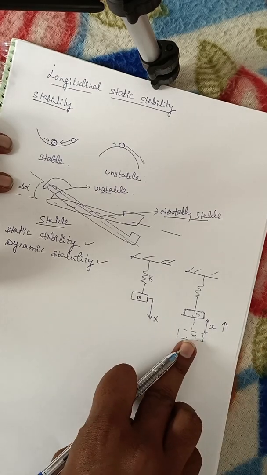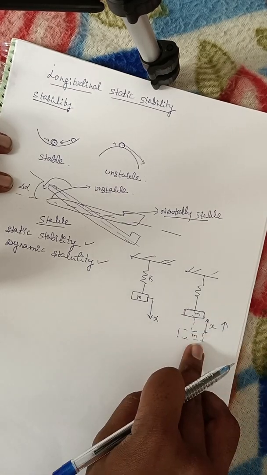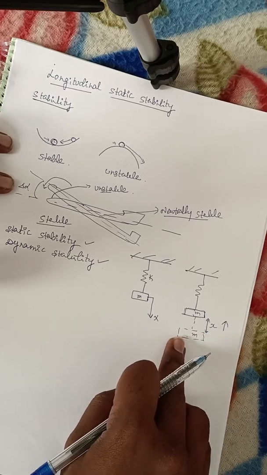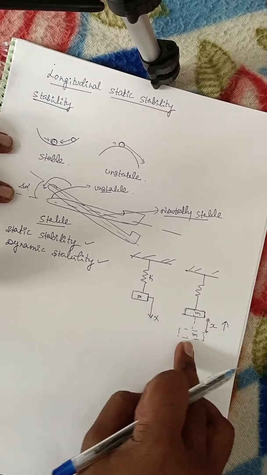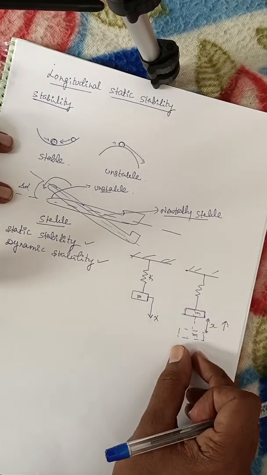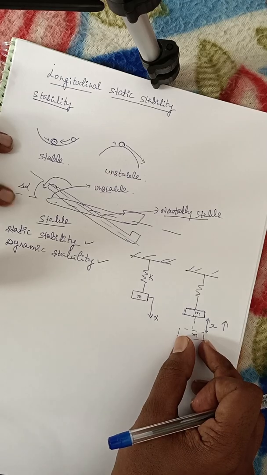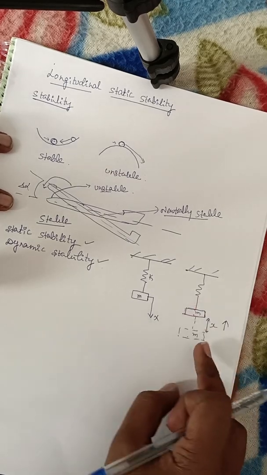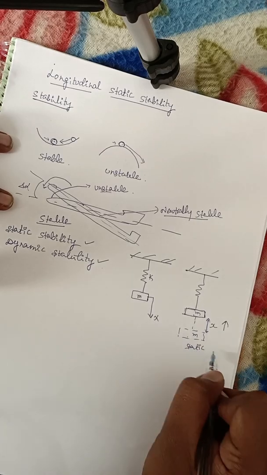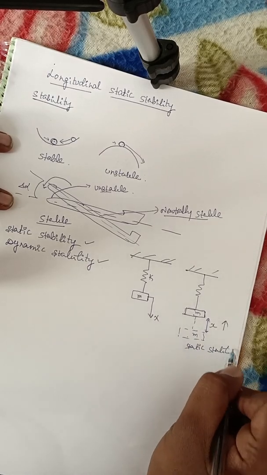So what is the very first reaction after giving this displacement? It is the initial tendency of a body to come back to its original position. The very first reaction, it will try to go back to its original position. The very first reaction is called static stability. Am I right? Static stability.